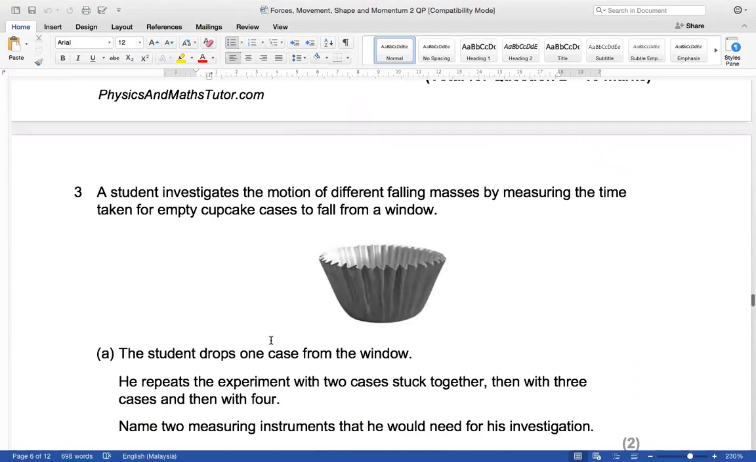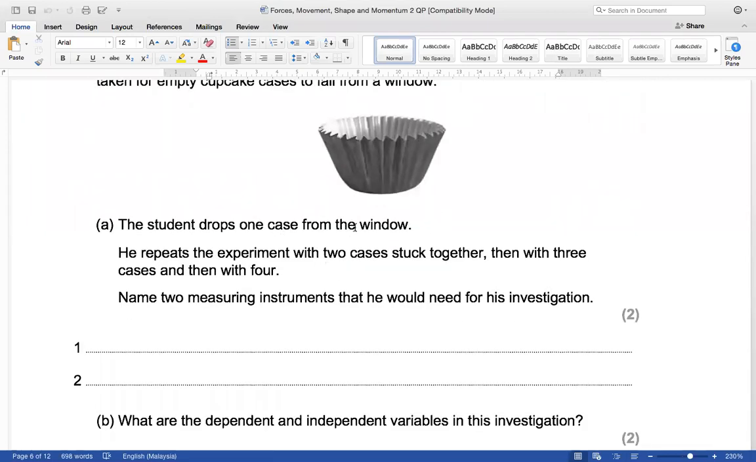Okay, a student investigates the motion of different falling masses by measuring the time taken for empty cupcake cases to fall from a window. So these cupcake cases are empty and they're falling from a window, and he measures the time taken. The student drops one case from the window. He repeats the experiment with two cases stuck together. So first is 1, then 2 stuck together, then 3 and then 4.